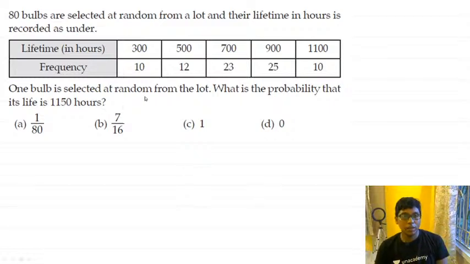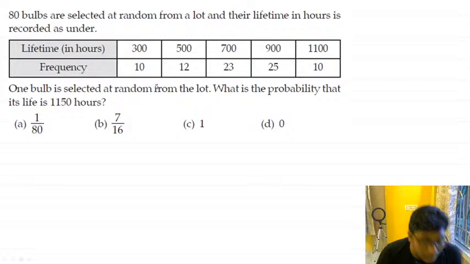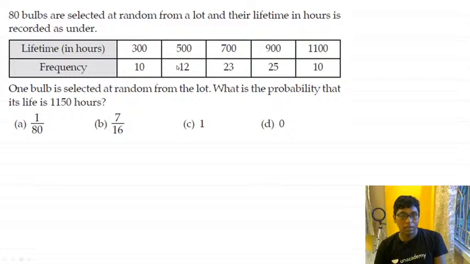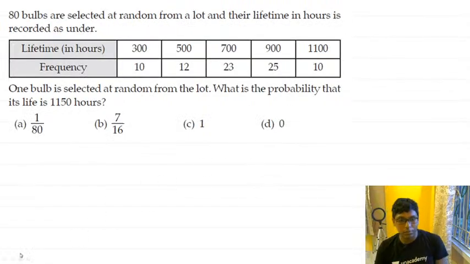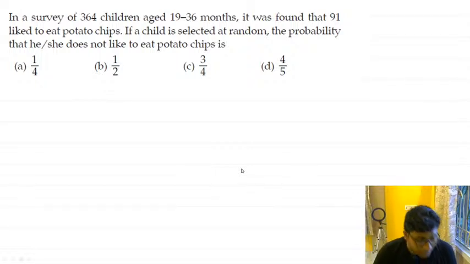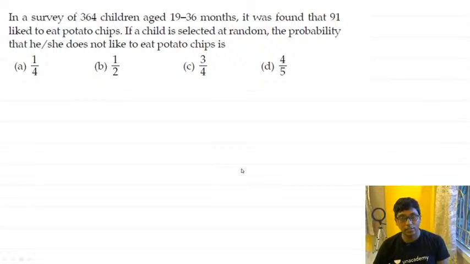It's given 80 bulbs are selected at random from a lot, and their lifetime in hours is recorded. So what is the probability that a life will be 115 hours? There is nothing given for 115 hours. So the probability of this event is an impossible event, so its probability is going to be 0.